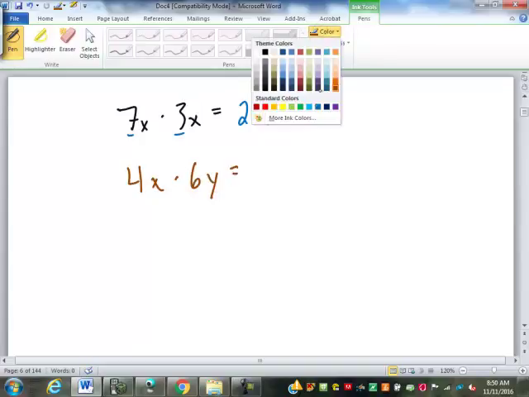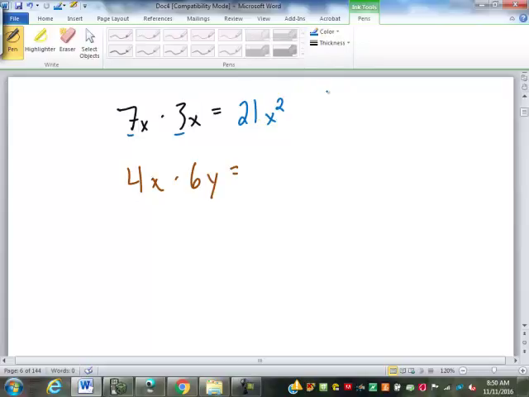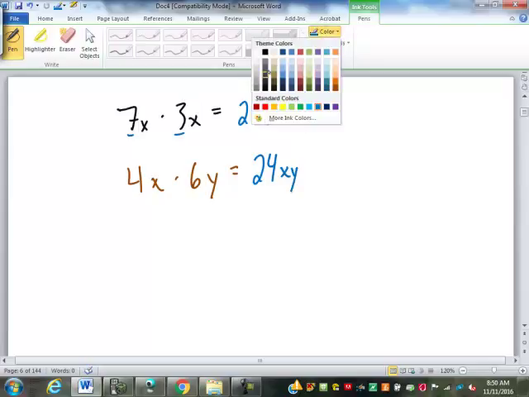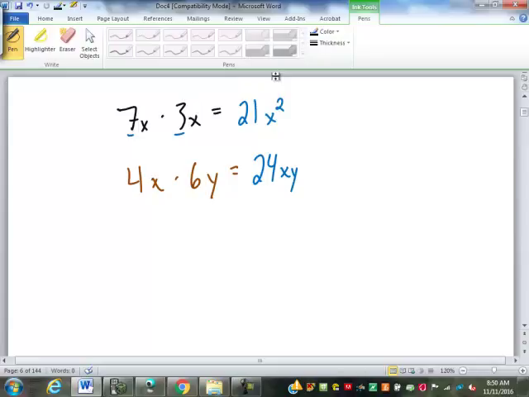What if we have 4x times 6y? Now, if we were trying to add 4x plus 6y, we wouldn't be able to do it because they have different names. Multiplying, however, we do not need the same name. Careful, we're going to combine the counts. 4 times 6 is 24. Then we can combine the names. X times y is xy. If we were adding 4x plus 6y, the answer would be 4x plus 6y. We wouldn't be able to do anything with it.